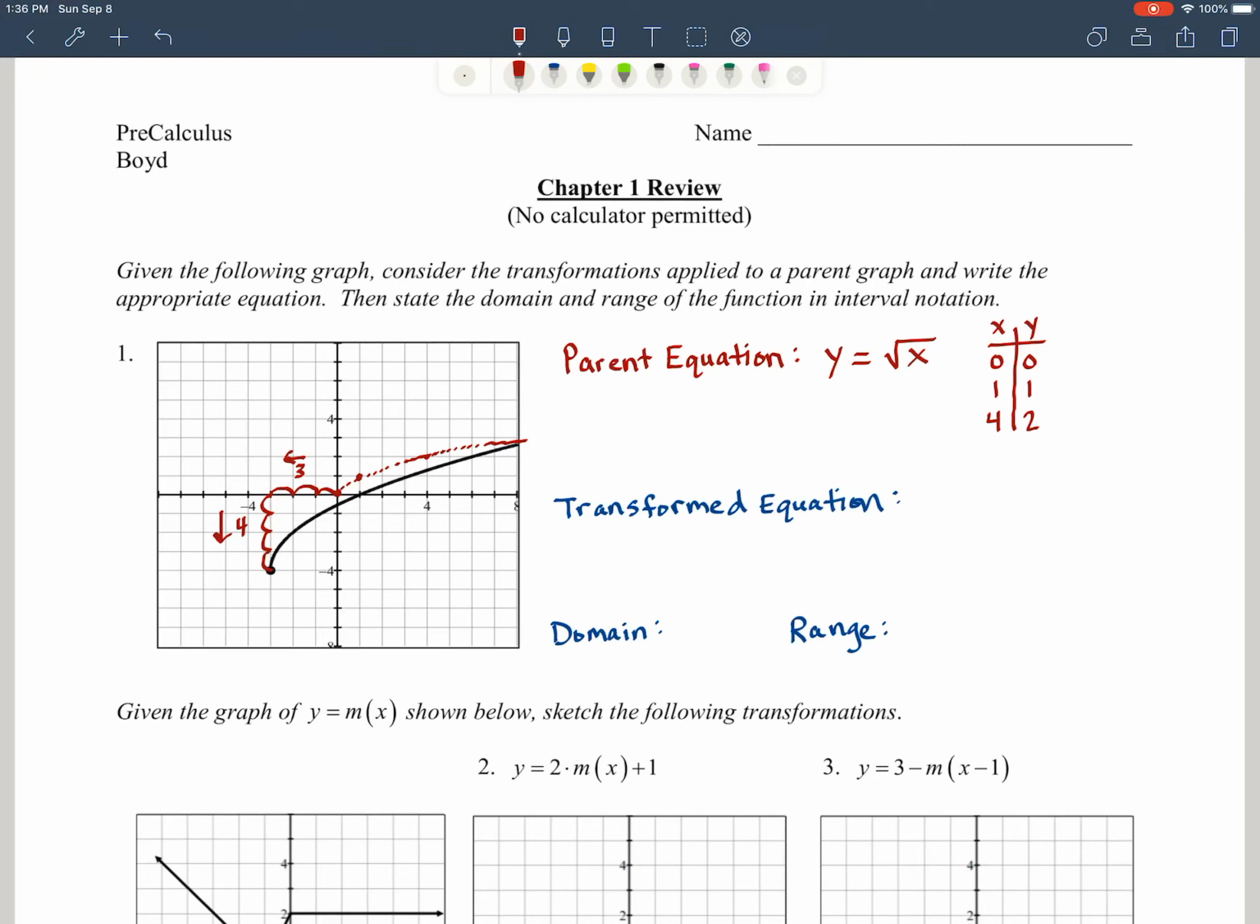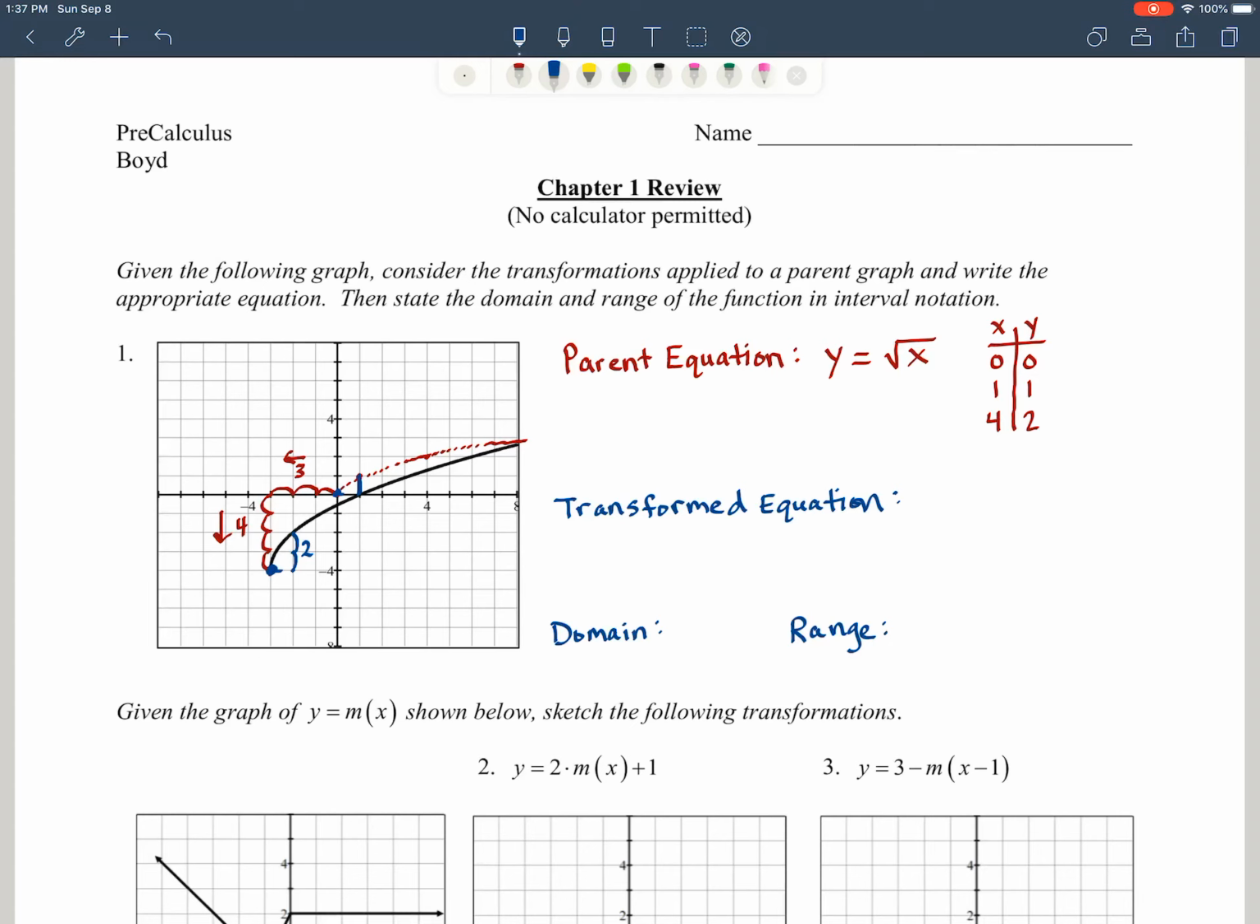But one of the other things I want to focus on here is, has this graph been stretched? If we look at the point that is our end point that's been moved here, as we go over 1 to the right, when we go up, we've only gone up 1 unit on our parent graph, but here if we go 1 to the right, we've gone up 1, 2, which means that this graph has a stretch factor of 2.